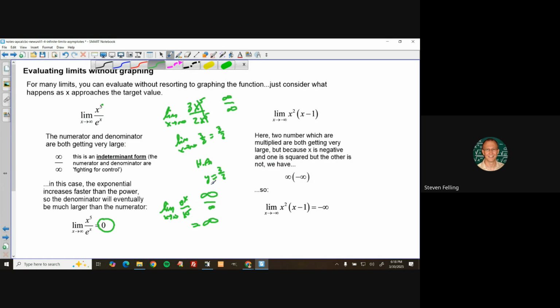Okay. Another case where you sometimes have indeterminate forms would be something like this. Let's say you have two parts which are multiplied together: x squared and x minus 1. Let's say we're taking the limit as x approaches negative infinity. Well, if we square x, this becomes a large positive number. And x minus 1 is a large negative number, since we're subtracting 1 from a large negative number. So we're multiplying two giant numbers together, one positive and one negative.